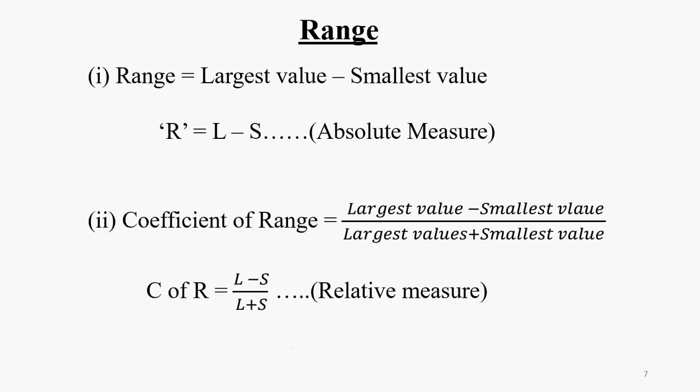Now, when we use coefficient of range, we need to take largest minus smallest divided by largest plus smallest. So this is what is represented in the formula, and this is a relative measure. Range is an absolute measure, coefficient of range is a relative measure.